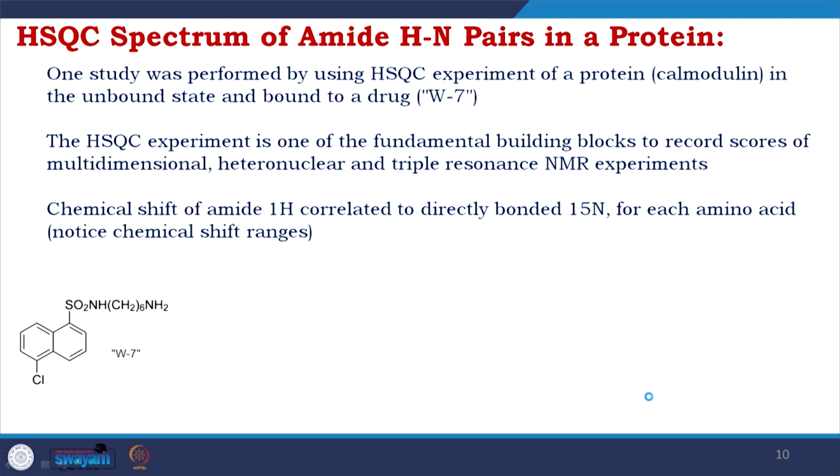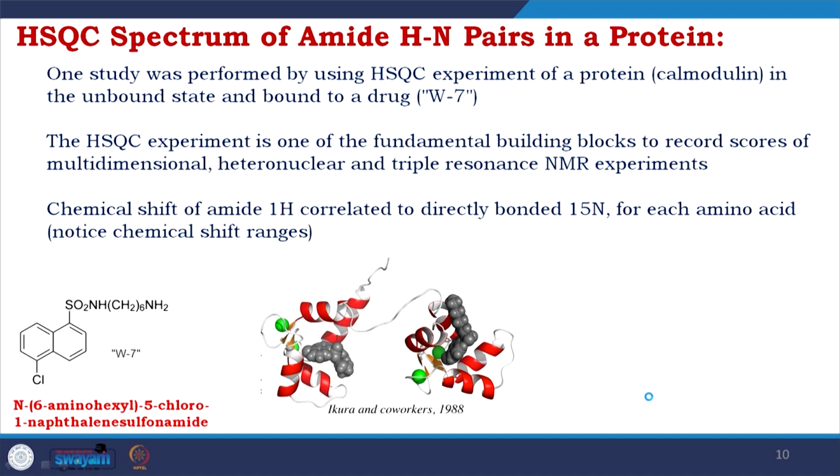So, this is the drug W7, which is also called N-(6-aminohexyl)-5-chloro-1-naphthalenesulfonamide. So, this is a typical sulfonamide. If you know, sulfonamides are typically used for inhibiting the folate biosynthesis pathway. So, this drug is bound to calmodulin.